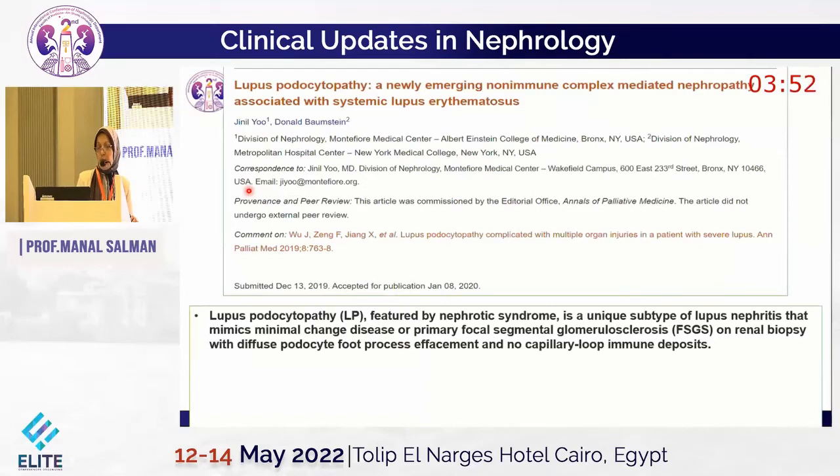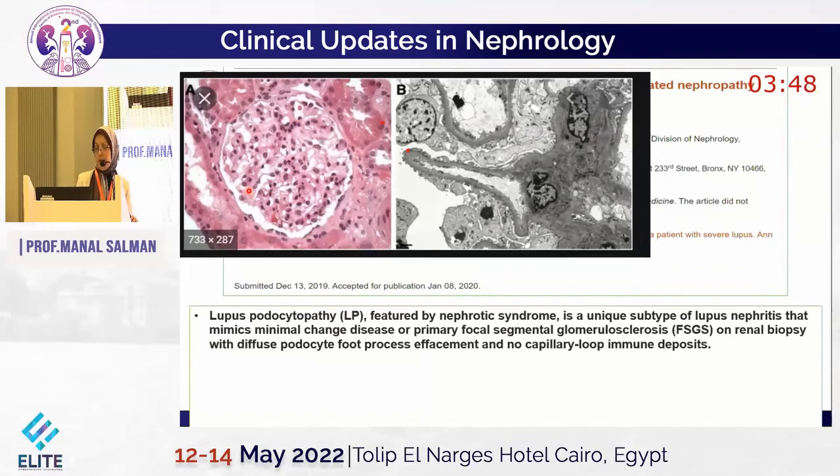Also, we talked before about lupus podocytopathy, which is a unique subtype of lupus nephritis characterized by nephrotic syndrome. It manifests as minimal change disease or focal segmental glomerulosclerosis with mesangial electron dense deposits, no peripheral electron dense deposits, and we have diffuse fusion of the foot processes. And of course, it manifests clinically as nephrotic syndrome.